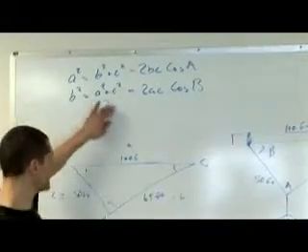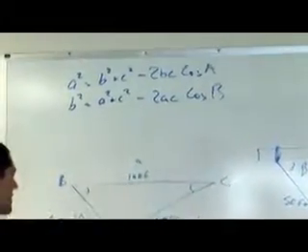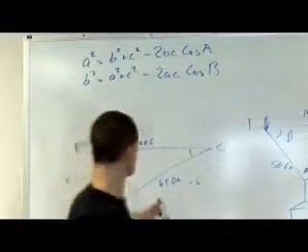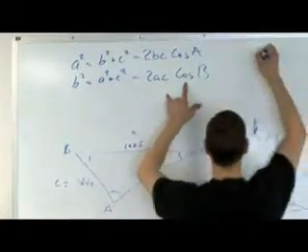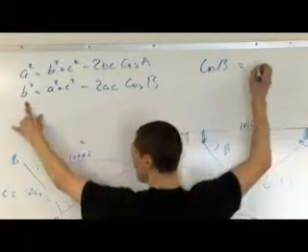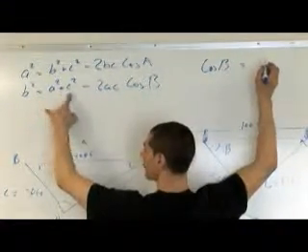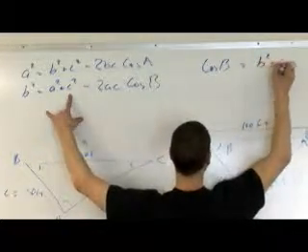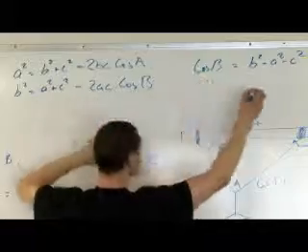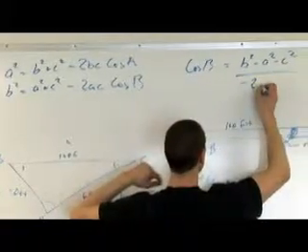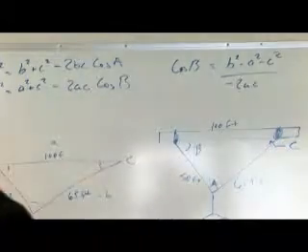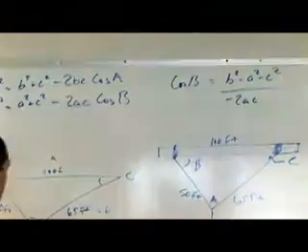We know what a and c are. Here is a, here is c as far as lengths. And we also know what b is. Let's just plug this in. If we solve for cosine B, it is equal to b squared minus a squared minus c squared, divided by minus 2ac. And I'm going to use this to figure out what the arccos is.